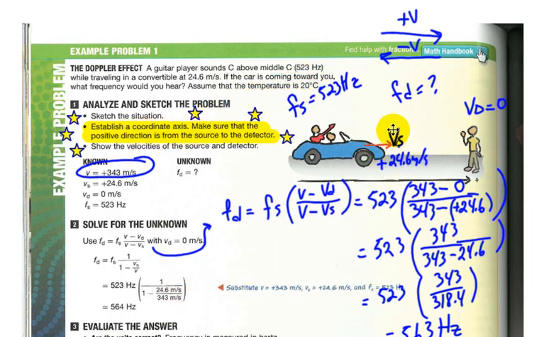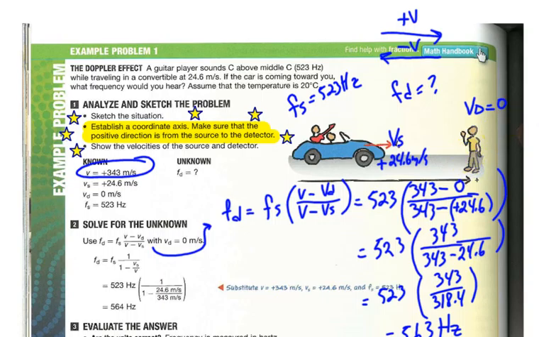So sketch the situation. Again, I sketched it so that whoever is going to hear the sound, the detector, is on the right, and the source, the thing that's making the sound, is on the left-hand side. Now, of course, this one could be still and this one could be moving. Make sure you set it up like this, with the positive direction from the source to the detector. We did that. We're told that the frequency of the source is 523 hertz. The frequency that the detector will hear is what we're asked to find out. We're told that the source is moving at 24.6 meters per second. The velocity of the detector is 0, since he's standing still.